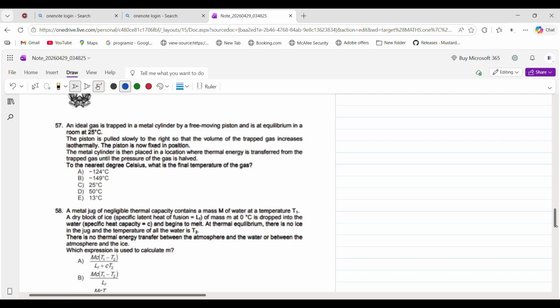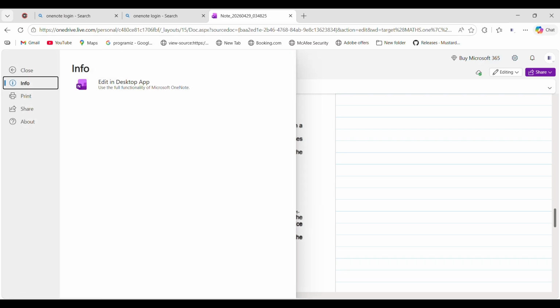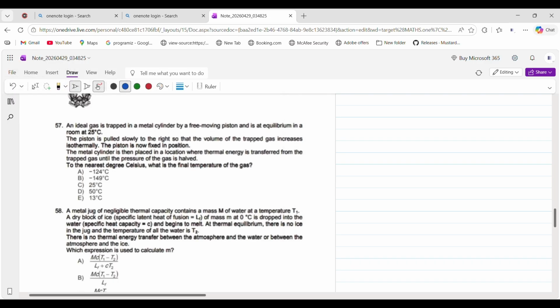The metal cylinder is then placed in a location where thermal energy is transferred from the trapped gas until the pressure of the gas is halved to the nearest degree Celsius. What is the final temperature of the gas? Which means they are asking us about the final temperature, which means T2. Okay. Now let's break this entire question in a very simple way so that we can understand this question very finely.